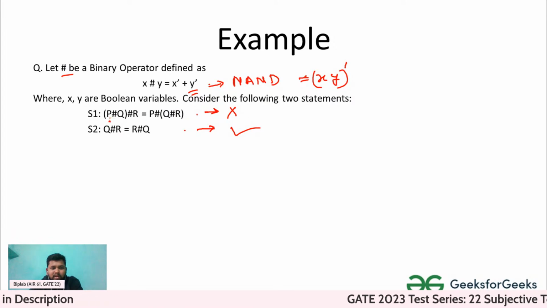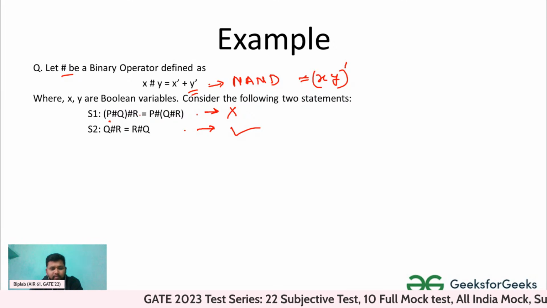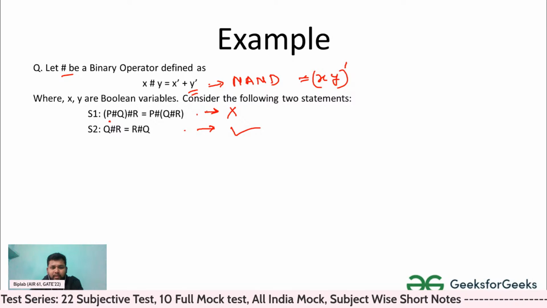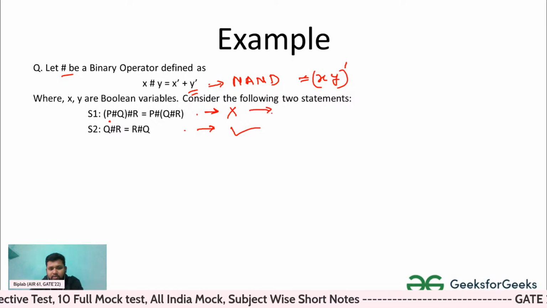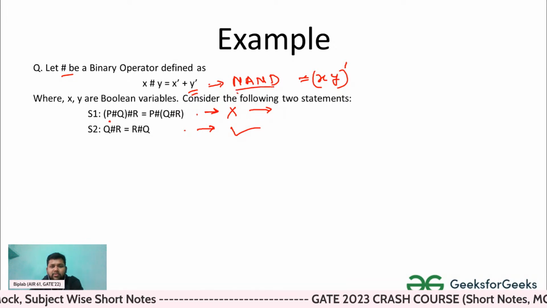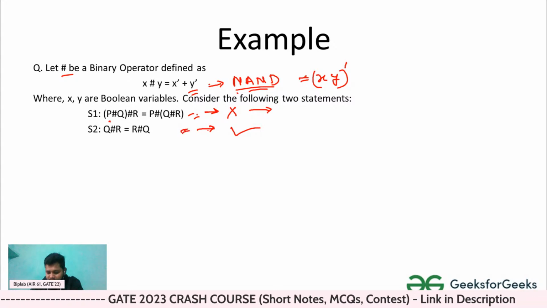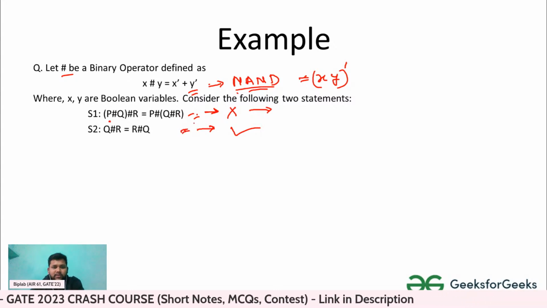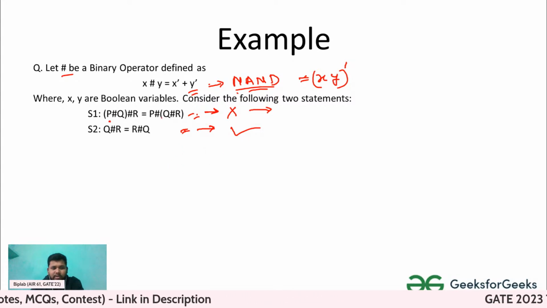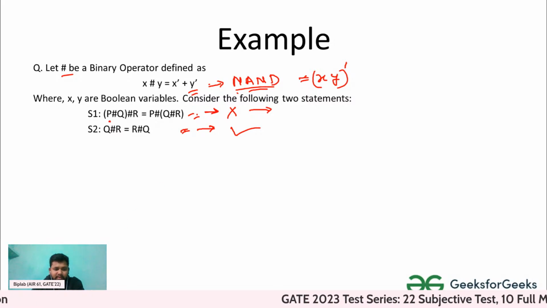Otherwise, you can also solve this. You can write P hash Q as P bar plus Q bar, and then again perform hash with R. But I don't think you need this solution. You can directly write this using the property of NAND. If you want me to give the broad solution for this, you can comment. You can also simply put the values and look at it, it will be easier.